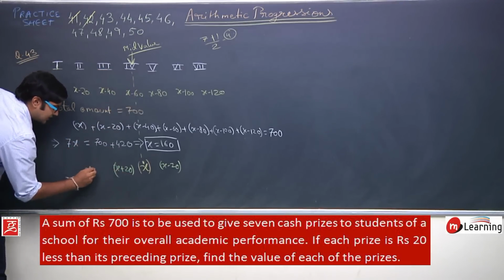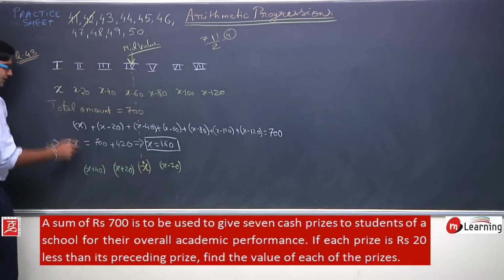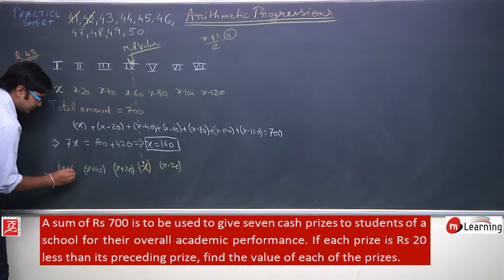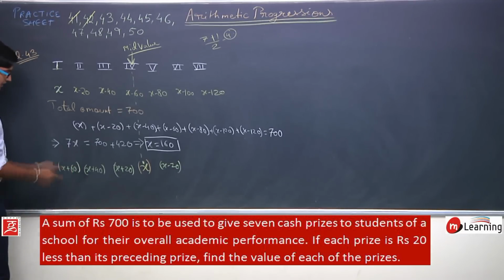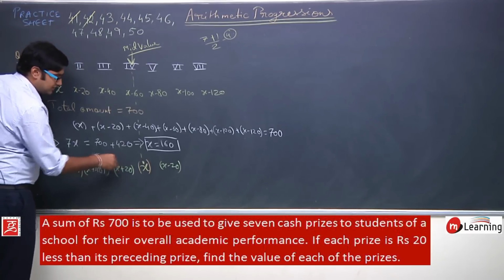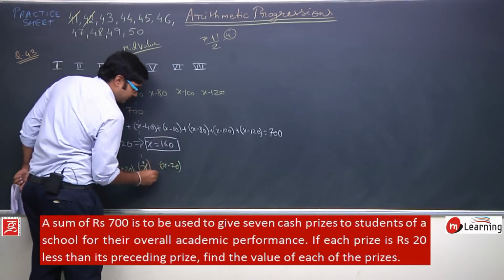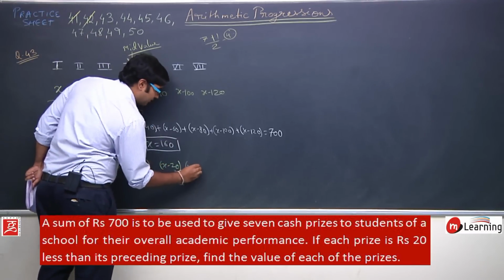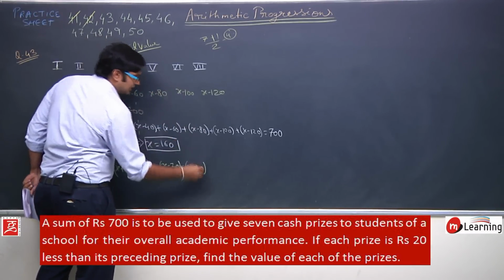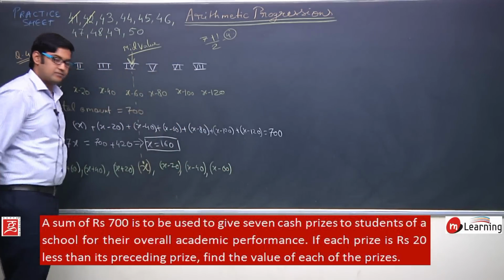So I can take this as X plus 40. And what about the first price? It will be X plus 60. Okay, I can assume the first price as X plus 60, then the second as X plus 40, the third as X plus 20, then X minus 20 is the fifth one, then X minus 40 as the sixth one, and then X minus 60 as the seventh one.